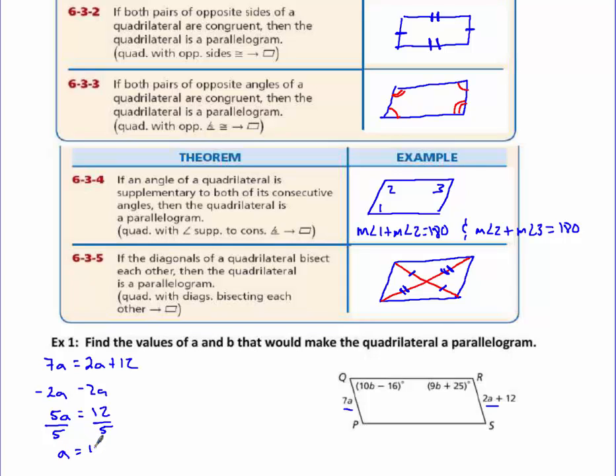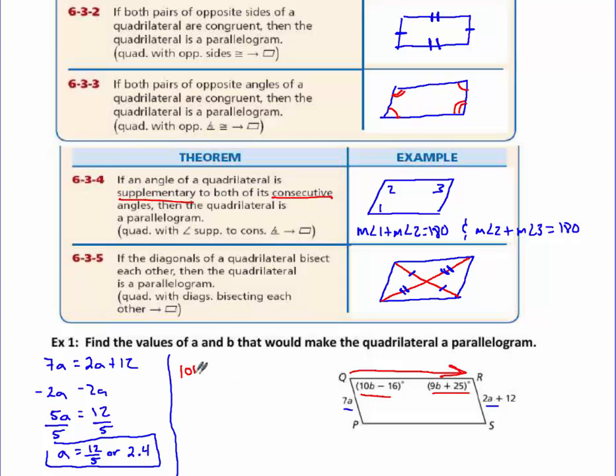so we're going to come up with A equals 12 over 5, or A equals 12 divided by 5, and you'll get 2.4. Okay, so that's what A equals for this to be a parallelogram. Now, for B, we look at our angles. So we have this angle and this angle, and since they're consecutive, meaning one right after the other, we know from here that our consecutive angles have to be supplementary.